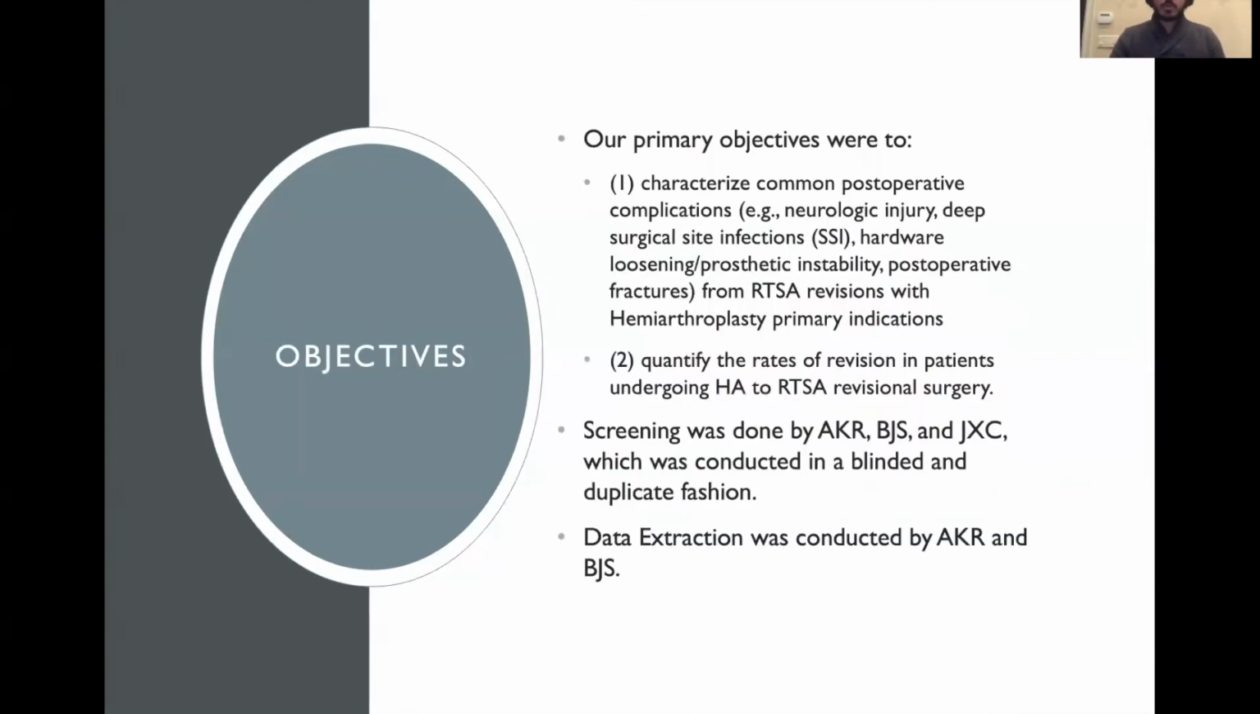And what we found, our primary objectives were looking at common postoperative complications such as neurological injuries, infections, instability, hardware loosenings, things of that nature. We were also specifically looking at the rates of revision among these individuals that have revision RTSA after a primary indication of hemiarthroplasty.